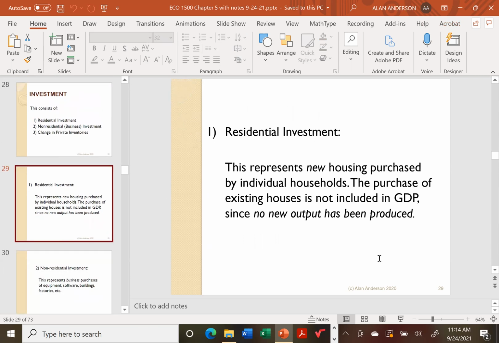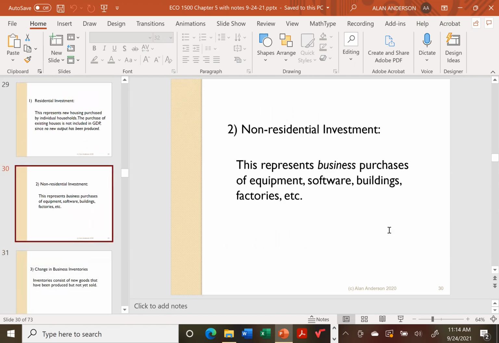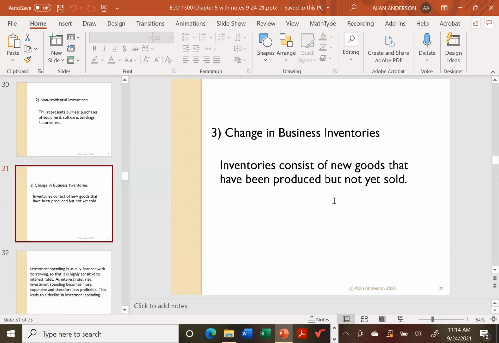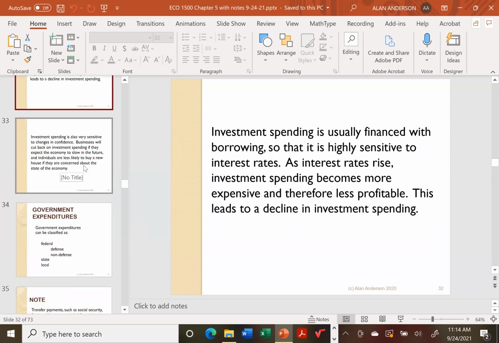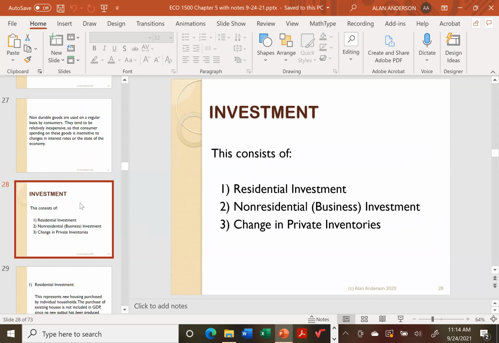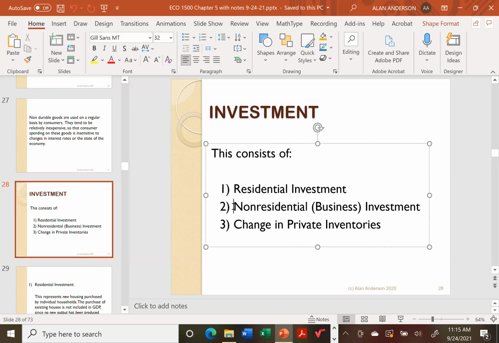Okay, so again, residential investment primarily is new households or new housing. Non-residential investment is business spending on anything they need to run their business, like equipment or software or buildings or factories. Inventories mean the production of new goods that haven't been sold yet. And we also discussed the idea that this category is very sensitive to interest rates. When interest rates go up, that tends to cut into spending on these categories because these three categories tend to be financed with borrowing. Like with a new house, you get a mortgage from the bank. Business investment tends to be financed by either bank loans or by issuing bonds, which are essentially loans from customers or investors. Same thing with inventory.